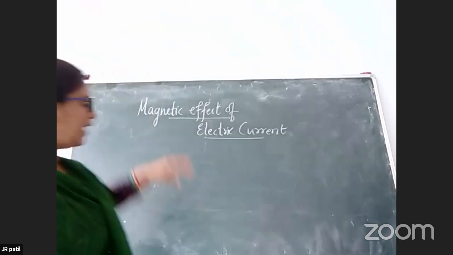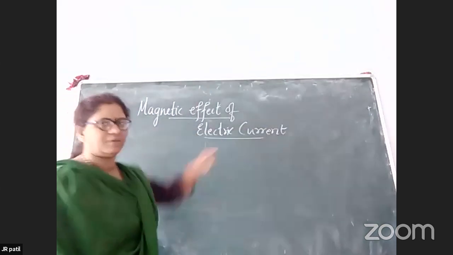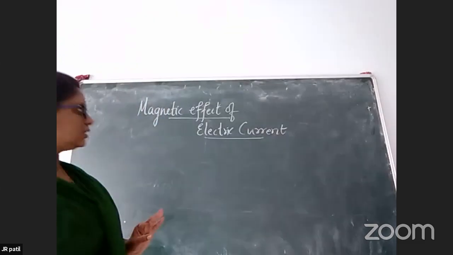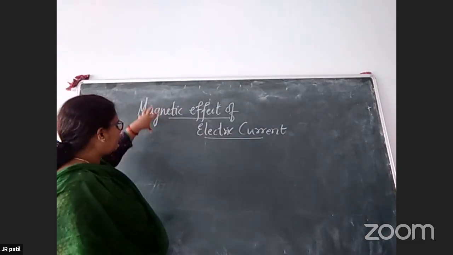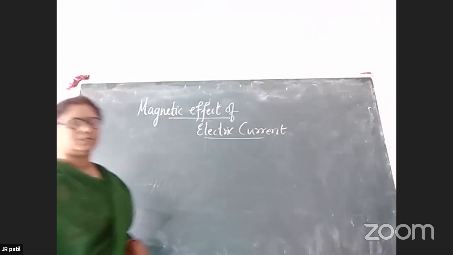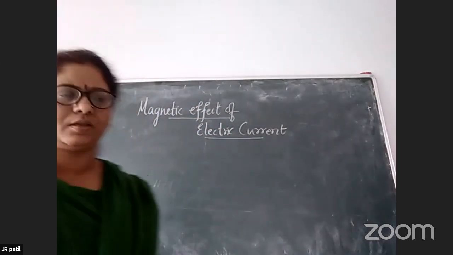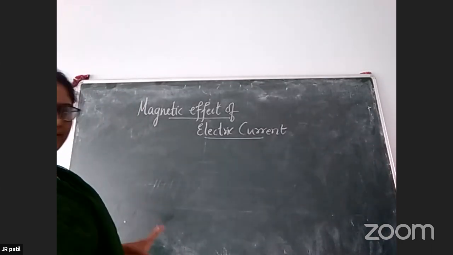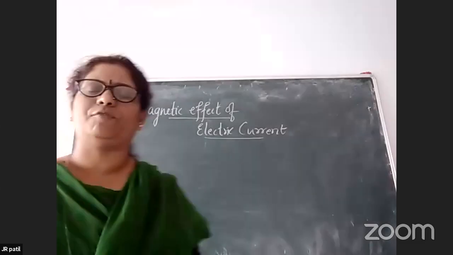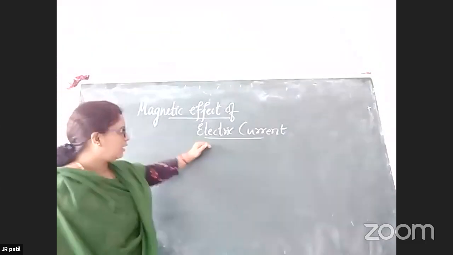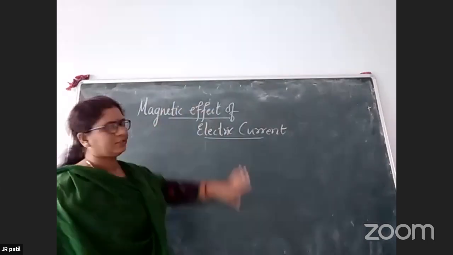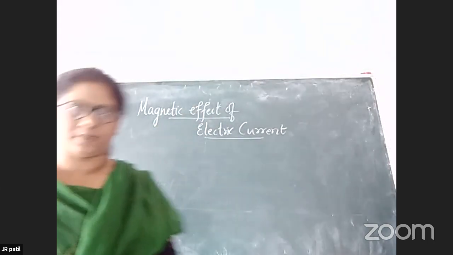Already we have completed the electricity part. Electricity lesson we have already completed, no? You know many concepts in that. This is the lesson magnetic effect of electric current. You will see the meaning of this. You know what is electric current? It's the rate of flow of charges. It's called electric current. So in magnetic effect of electric current I will explain.